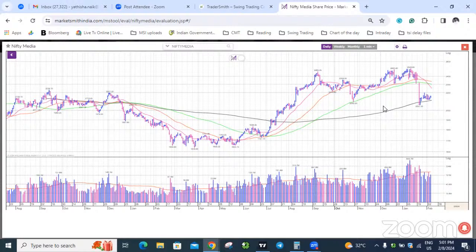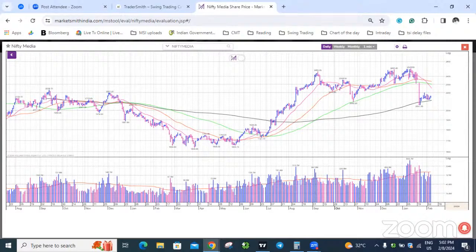Otherwise, if I exclude Zee Media and Zee Entertainment, as such there is no problem in the other components. Stocks like Network 18, TV18 Broadcast, then Network, Inox, are almost sideways.